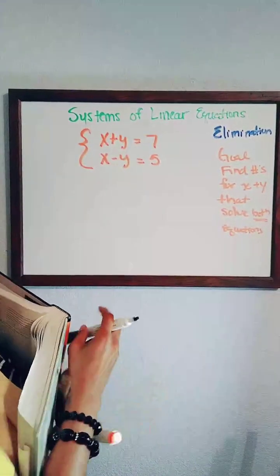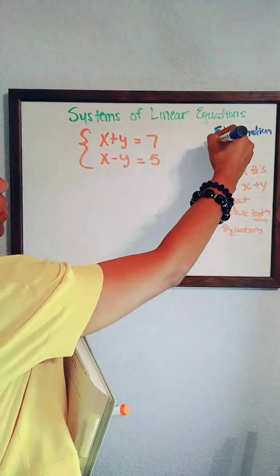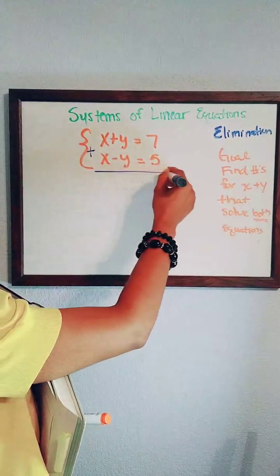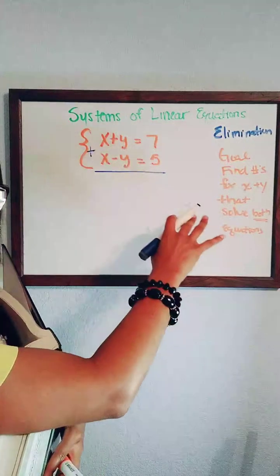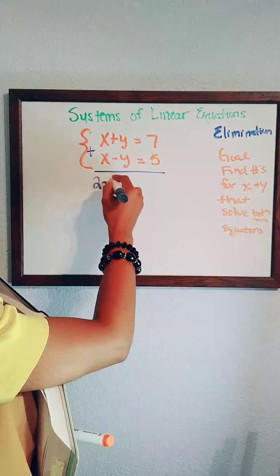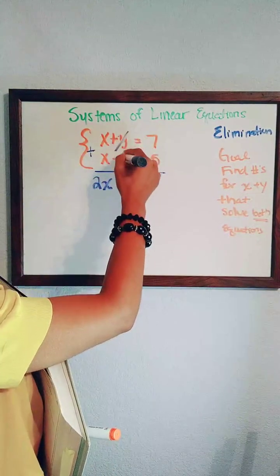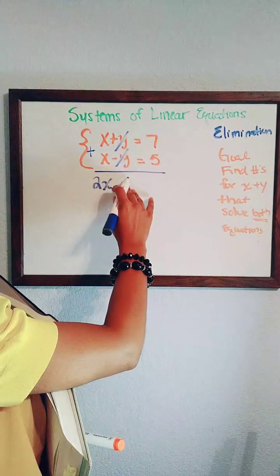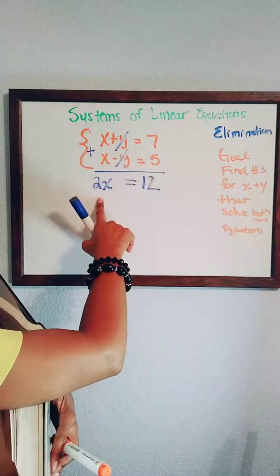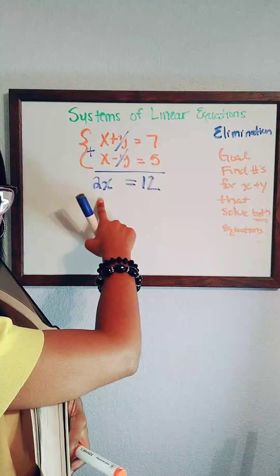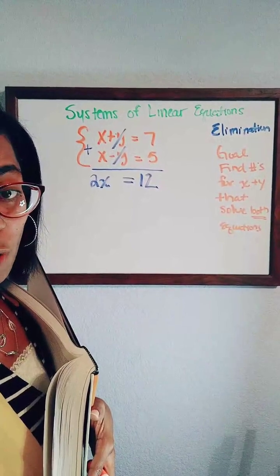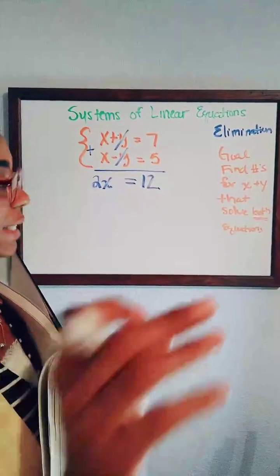For the elimination method, also called the addition method or the combination method, you're literally going to add these two equations together to try to eliminate one of the variables. When I add these two equations together, I get 2x, positive y and negative y cancel each other out to 0, is equal to 12. Now, once again, I only have one variable. Y is nothing right now, but we're going to go back and solve for it in just a second.